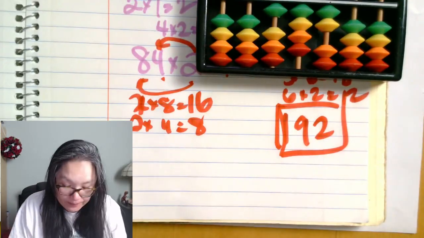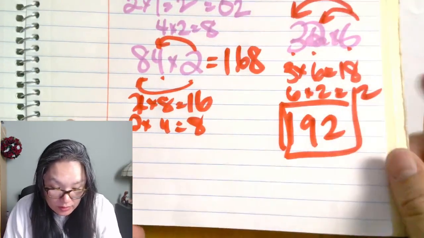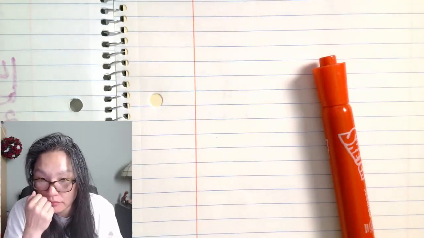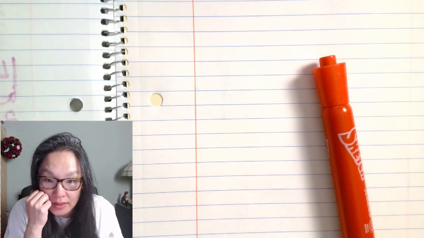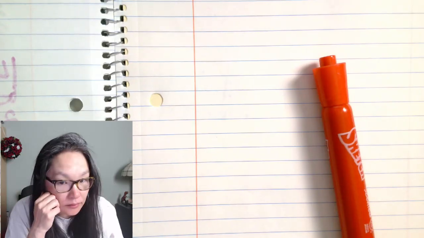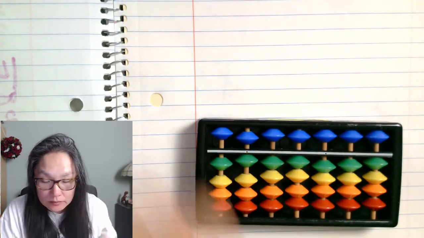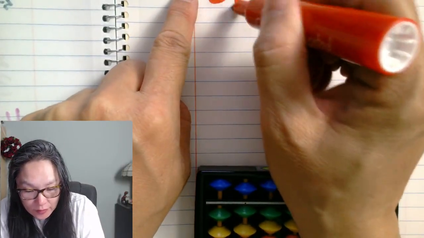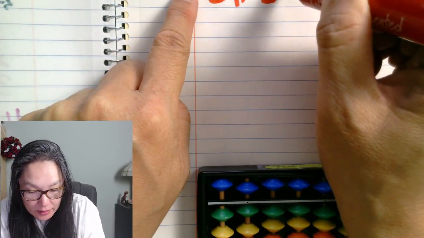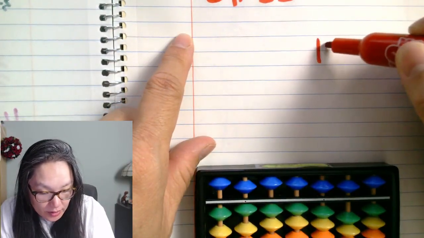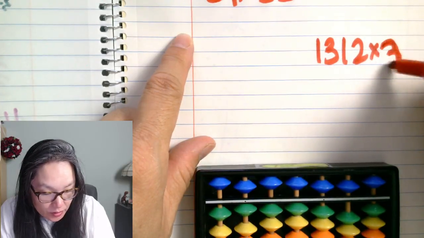So let's take it one more step. Let's do 2 digits times 2 digits. Okay, we'll do this one. 64 times 53. Okay, that's even better. We'll do that one too. 1312 times 22.